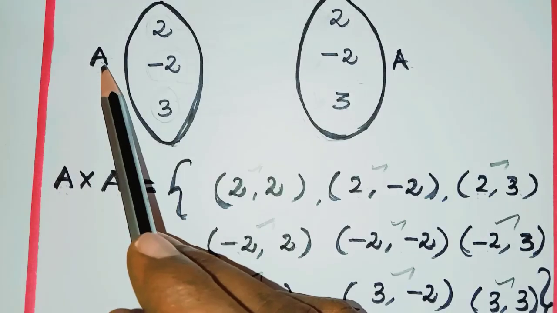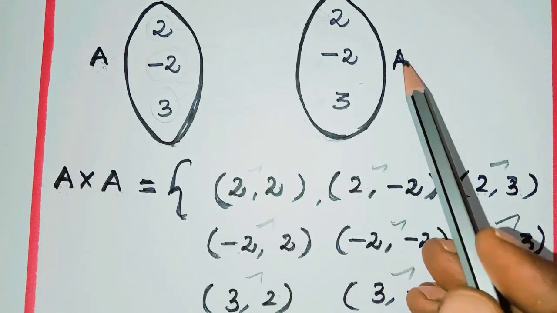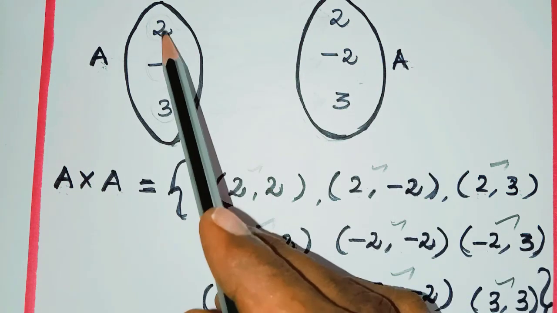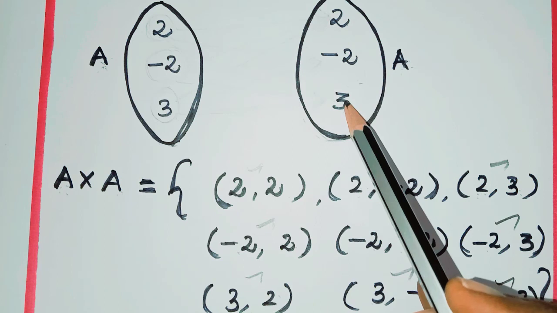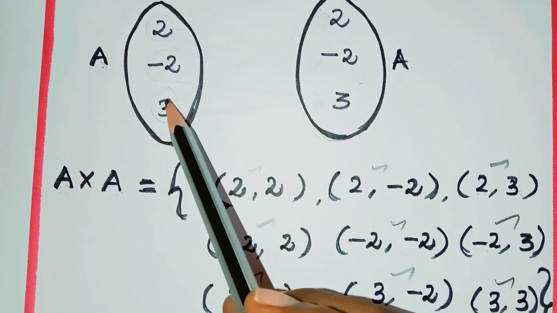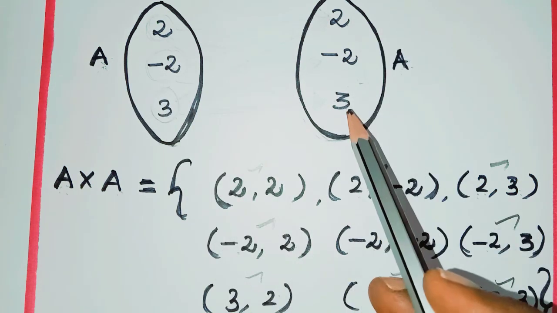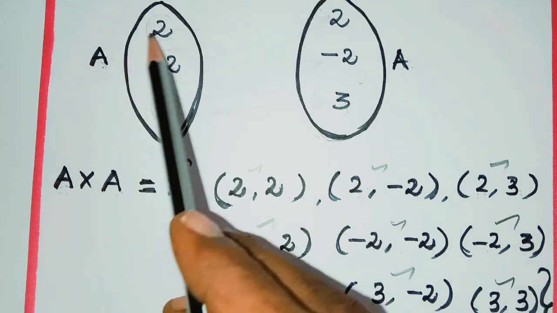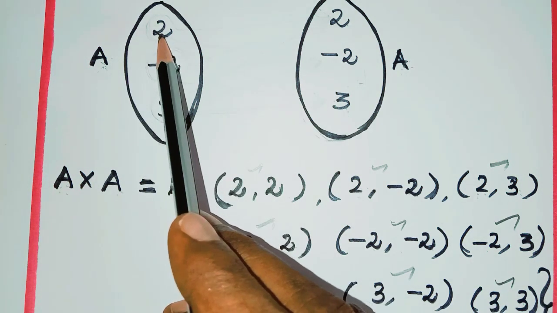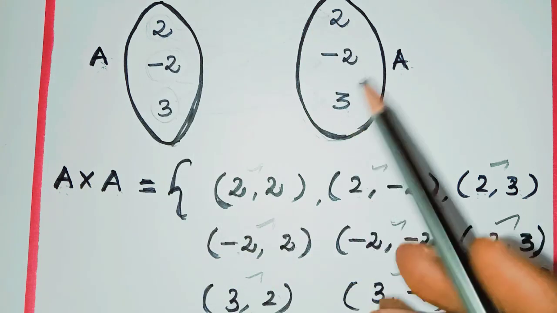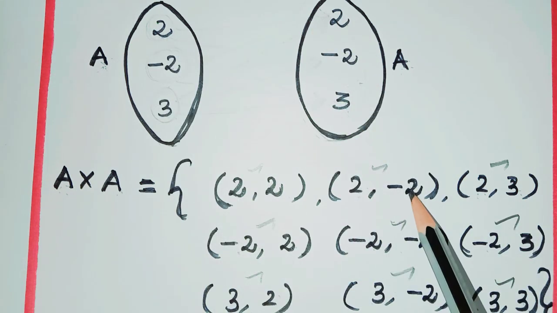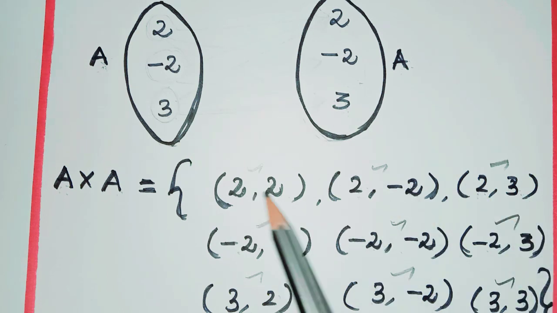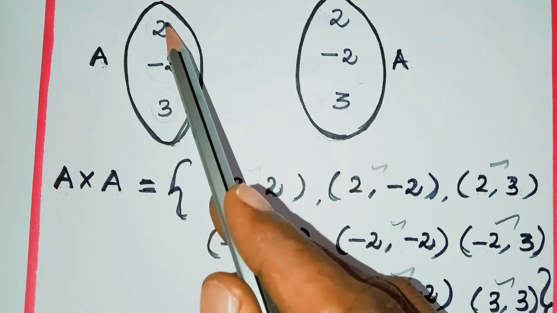The Cartesian product between the set A and the same set A. A has 3 elements. Here A also has 3 elements. Using 3 elements paired with 3 elements, we get the following 9 ordered pairs. First we pair the element 2 with the 3 elements. We get 2 comma 2, 2 comma minus 2, 2 comma 3. So these are the 3 possible ordered pairs using the number 2.